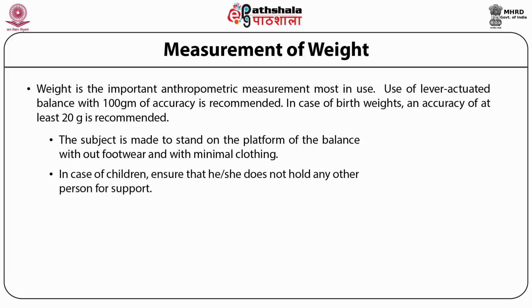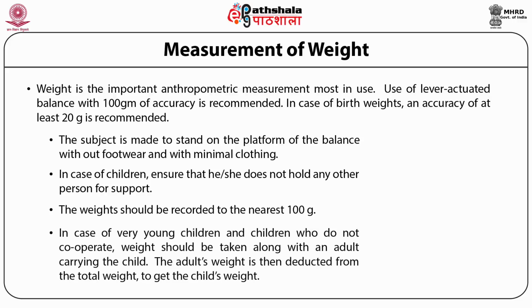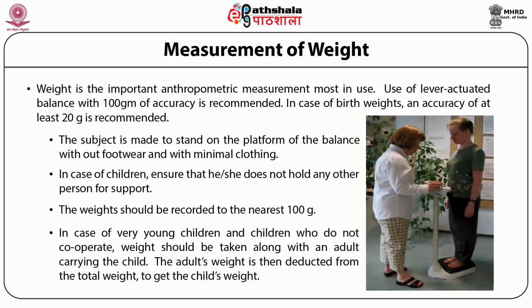In case of children, ensure that he or she does not hold any other person for support. The weight should be recorded to the nearest 100 gram, and in case of very young children and children who do not cooperate, weight should be taken along with the adult carrying the child. Then the adult weight is deducted from the total weight to get the child's weight. Here in this picture, you can see the subject is being asked to stand on the weighing scale barefoot, standing straight, and the weight is being recorded.